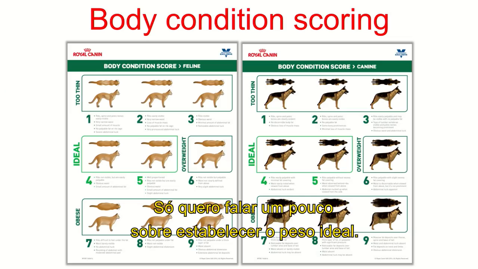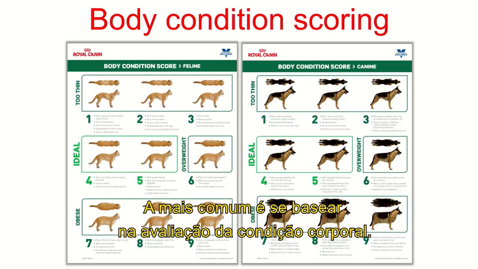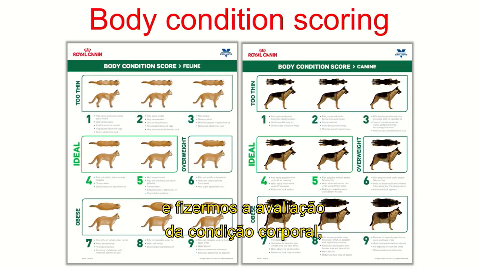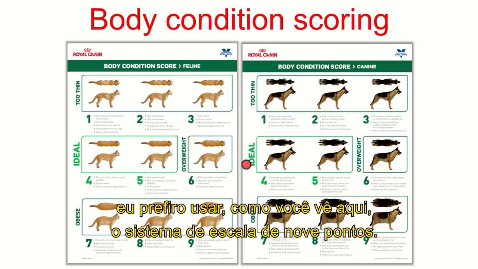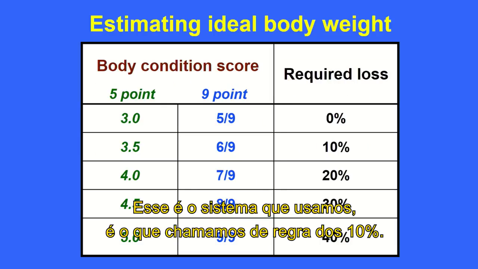Just want to say a little bit about setting the ideal weight now. There are various strategies we can use. The most common one is to base it on the body condition score. So if we take a current weight and we do a body condition score, I prefer to use here, as you can see, the 9-point system. This can enable us to estimate the likely ideal weight in that patient. And this is really the system that we use.